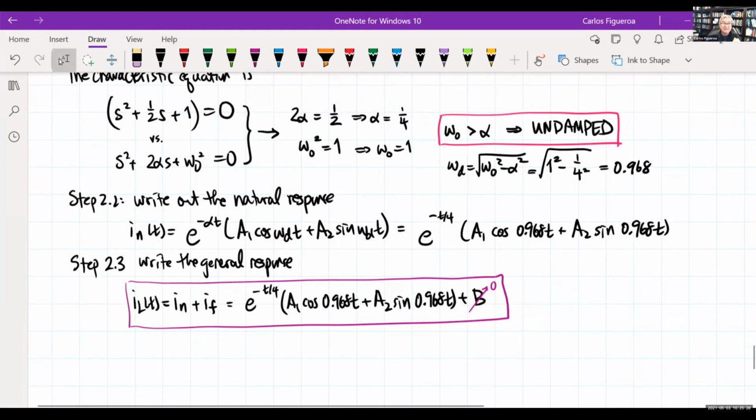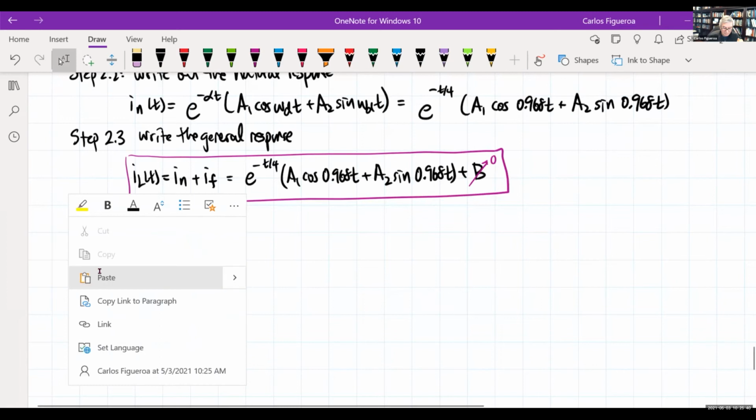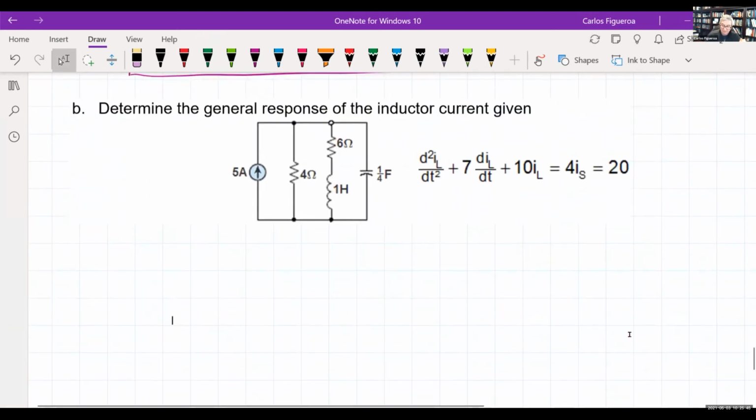So I want to do the exact same thing again. In this case, I'm going to go to B. So here's B. Okay, let's go derive this guy.